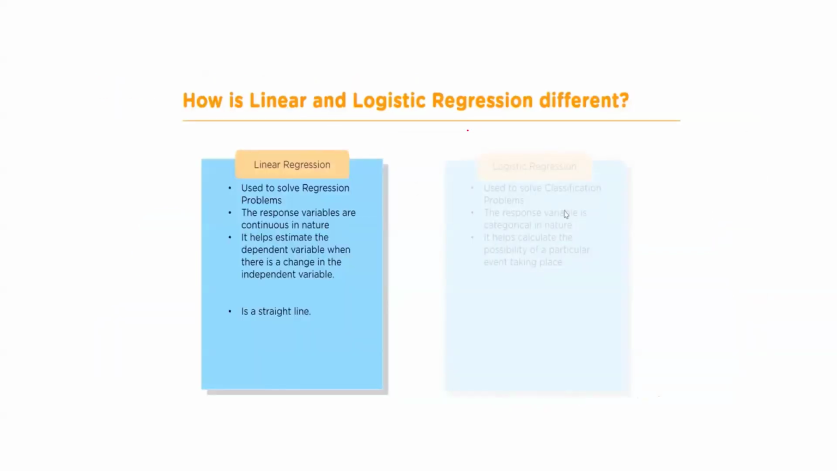Then, how are linear and logistic regression different? It's very important. We know that linear regression is used to solve regression problems and the response variables are always continuous in nature. It helps estimate the dependent variable when there is a change in an independent variable. Whenever there is a change in the independent variable, definitely there will be a change in the dependent variable. That is linear regression, and we are going to get it as a straight line.